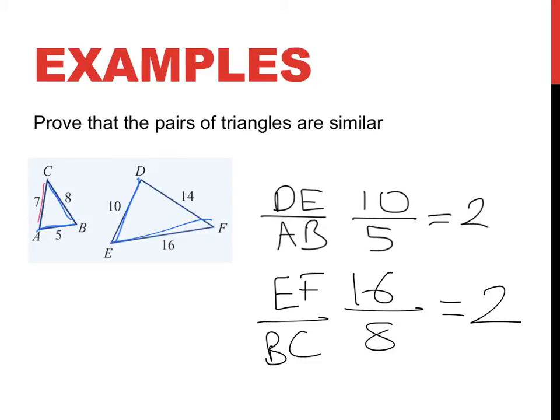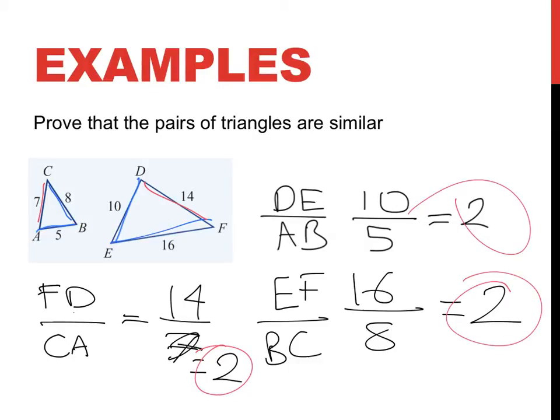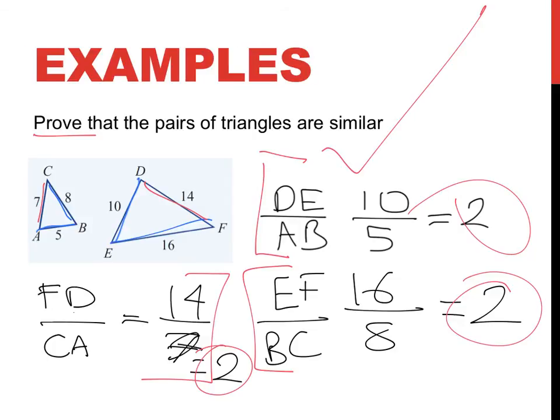Finally, side FD compared to CA, my bad. FD, start with the bigger one, compared to side CA, I've got 14 over 7, which again gives me 2. Now, because I have the same proportions on all of my sides, these triangles are similar. Unfortunately, unlike yesterday with congruency tests, it says prove that the pairs are similar, not just what proof do I use. So I do have to do 1, 2, and 3 in order to answer the question.